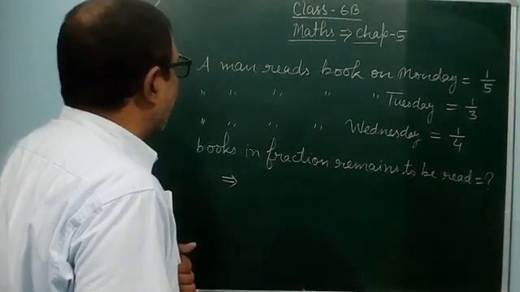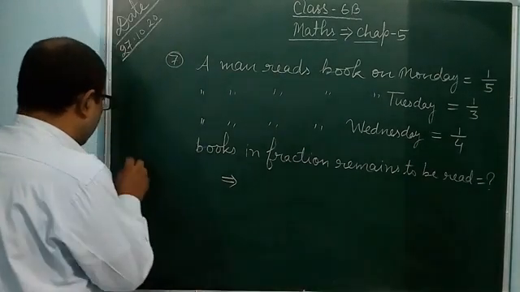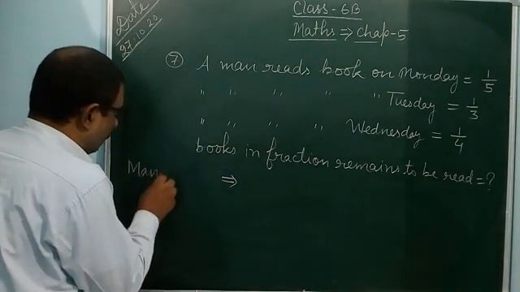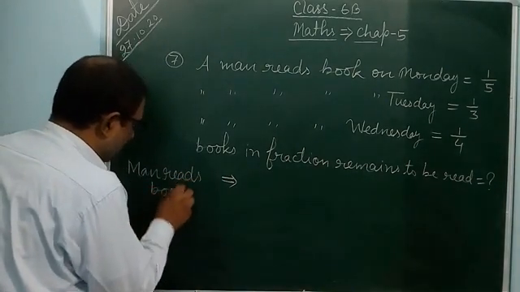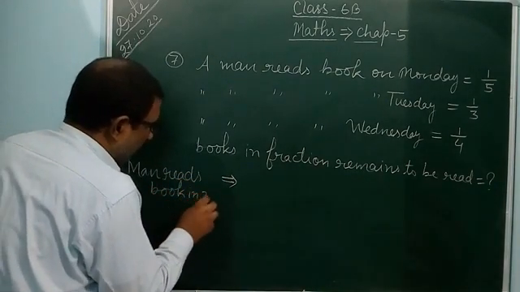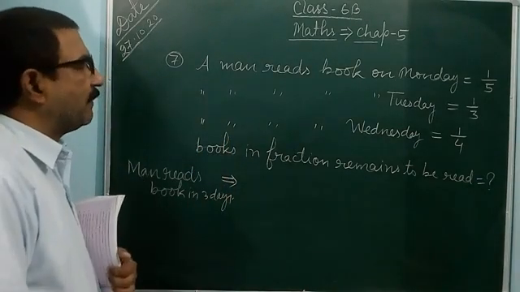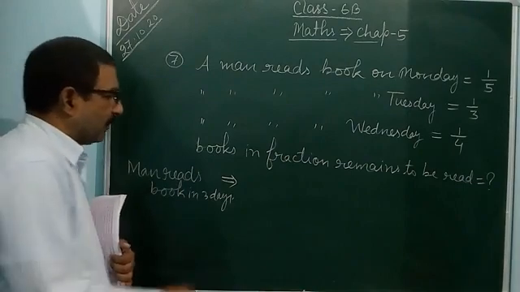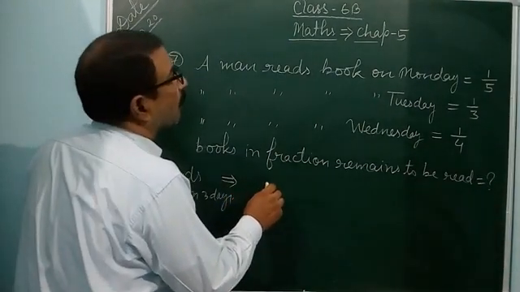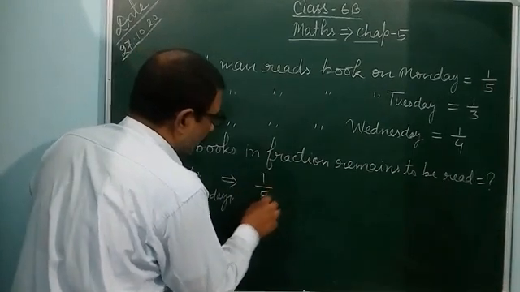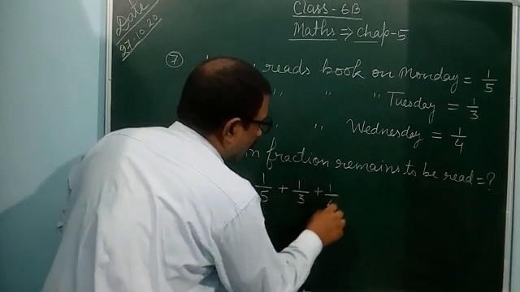As the man reads the book in 3 days, meaning Monday, Tuesday and Wednesday, how many days? 3 days. So you can find out 1 by 5 plus 1 by 3 plus 1 by 4.